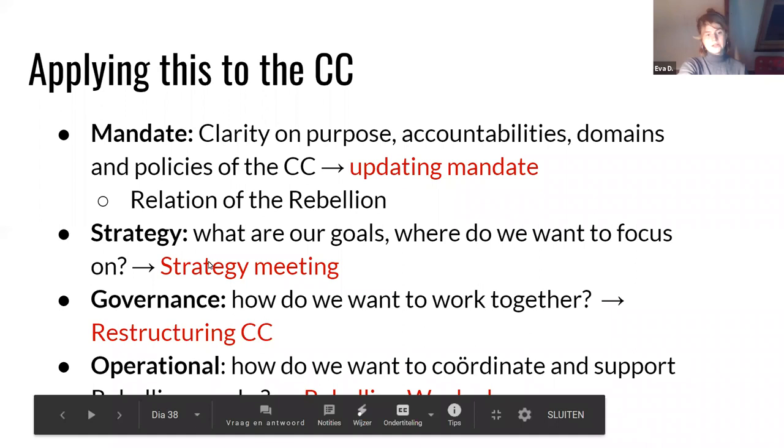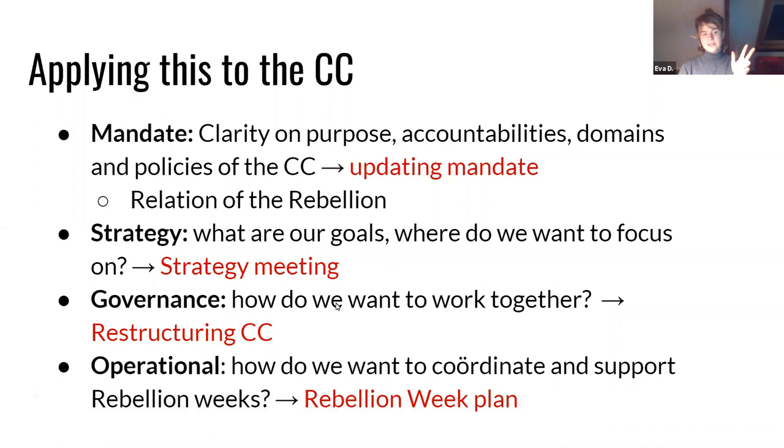Here you can also see the three different kinds of meetings that self-organizing systems often identify, which is operational. So what kind of things do we do? For example, we organize a rebellion. Then governance: how do we do that? So the whole structure. And then strategy is really what are our goals? What is our focus and our aim? So you have different meetings on these kinds of things as well.